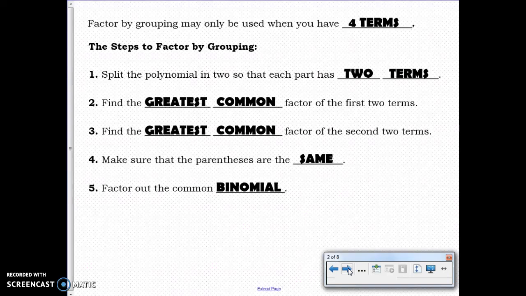The first thing you're going to do is split the polynomial in 2. That's really important. You're going to split it in 2 so that each part has 2 terms. Then we're going to find the greatest common factor of the first 2, find the greatest common factor of the second 2, and make sure that the parentheses are exactly the same on both sides after we've split it. Then we're going to factor out the common binomial and we will have completed factor by grouping. So pause right here if you need a second to copy this down.